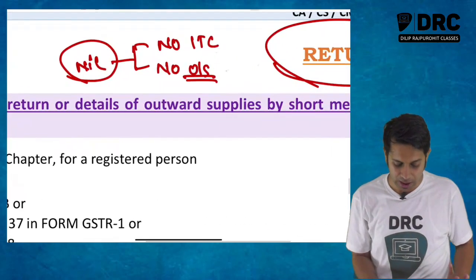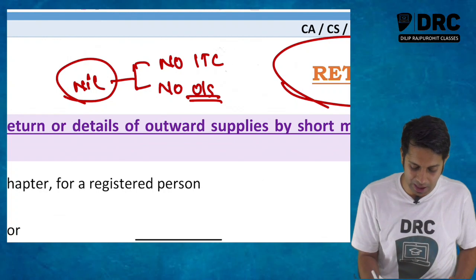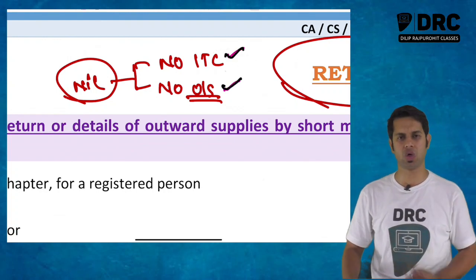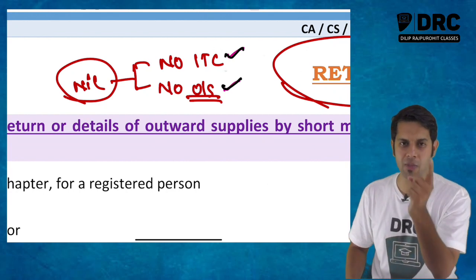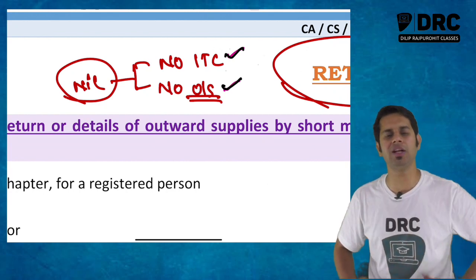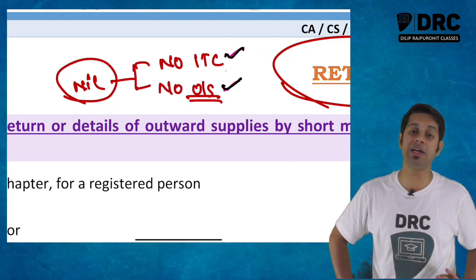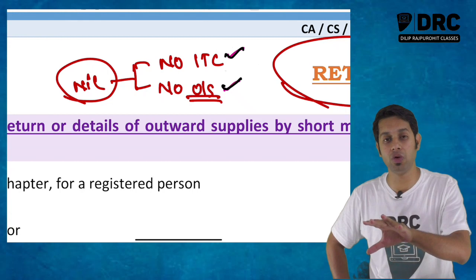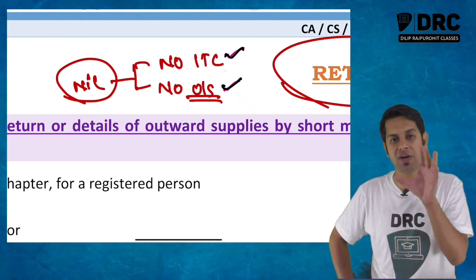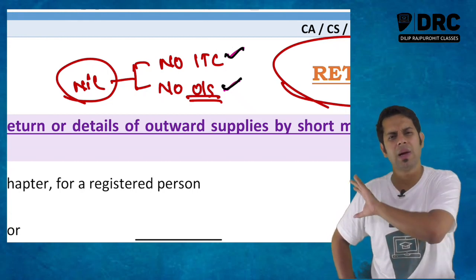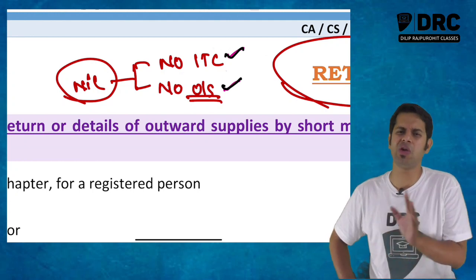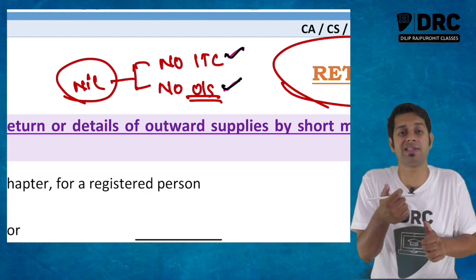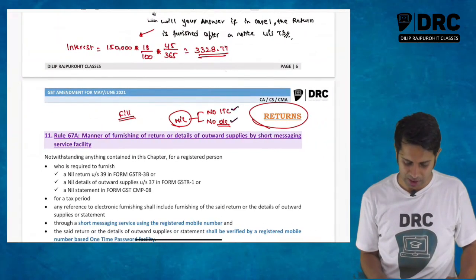Nil return means something wherein you don't have any input tax credit and there is no output tax liability or outward supply either. I should not have made any sales or any purchases. For example, for April 2020, no one would have made any sales. Suppliers of goods or services maybe would have, but because there was a complete lockdown for the entire month, no one would have made a sale. That month's return a person can file by sending an SMS to the government. That is what they have told.